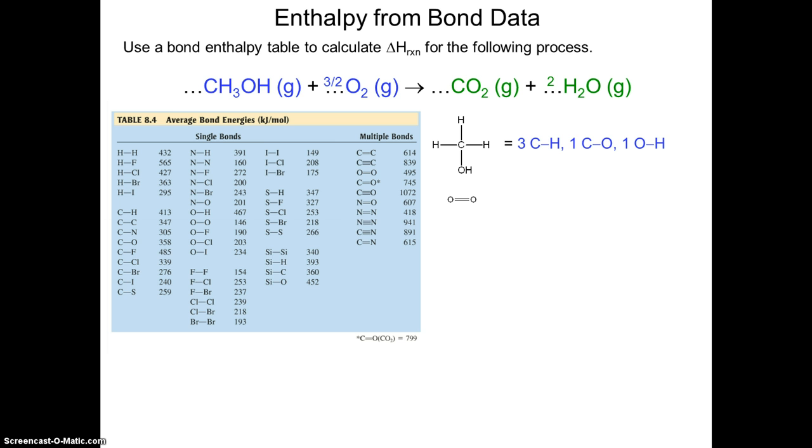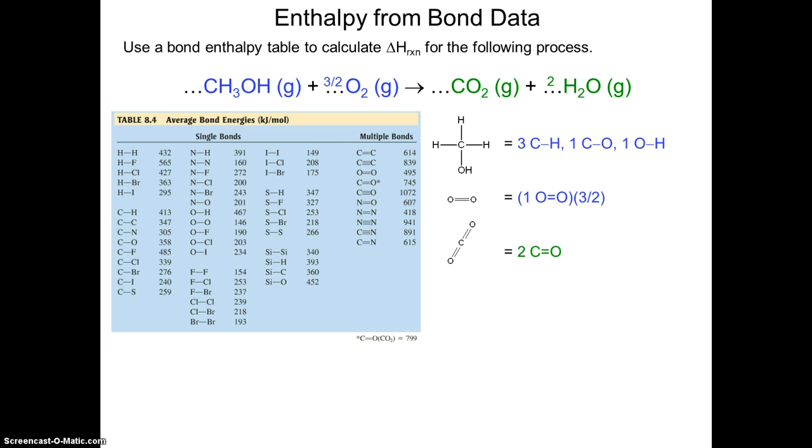O2 looks like this. It's 2 oxygen atoms connected with a double bond. And we have figured out in balancing our equation that we need 3 halves of a mole of this. So the values stated in the table are per mole. So if I have 1 OO bond, then I need to multiply that value by 3 halves. CO2, our first product, looks like this. It's 2 bonds where carbon is attached to oxygen by double bonds.